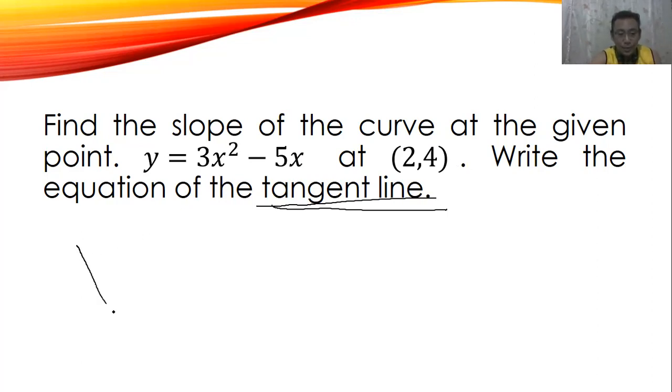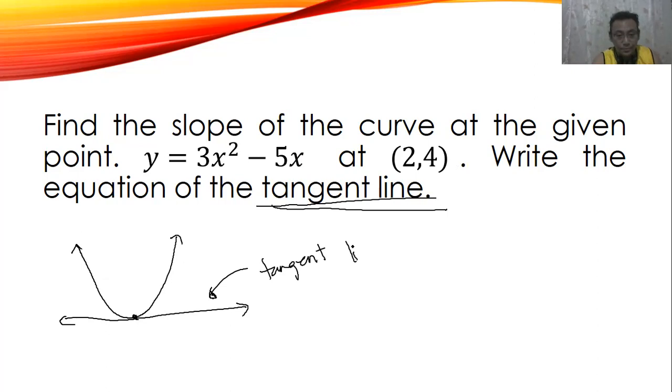Example, we have here a parabola, and then we have this as its tangent line. So this tangent line, itong line na to, yung horizontal line na yan, if it intersects the parabola at exactly one point, then this is a tangent line. Why? Kasi it intersects the parabola at exactly one point. Kapag 2 points, of course, that's not a tangent line na.